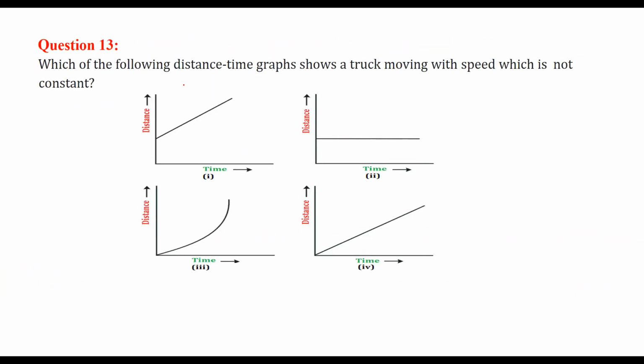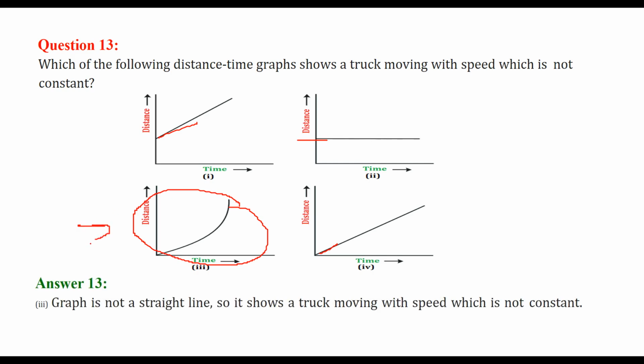Which of the following distance-time graphs shows a truck moving with a speed which is not constant? Here the truck is standing, here it has a constant speed, and here we have this one. This is not a straight line, that means it shows a truck moving with a speed which is not constant.